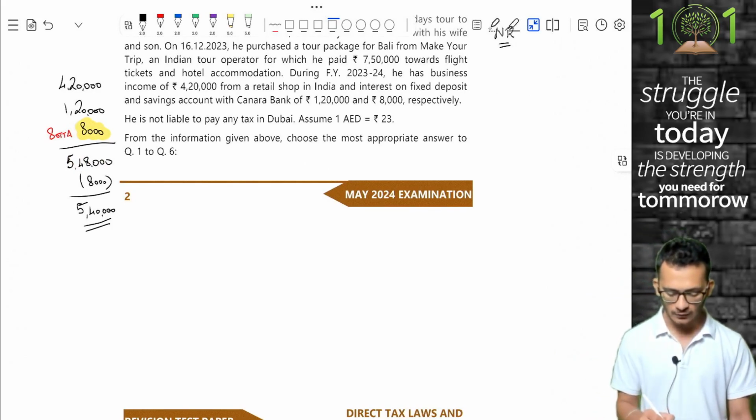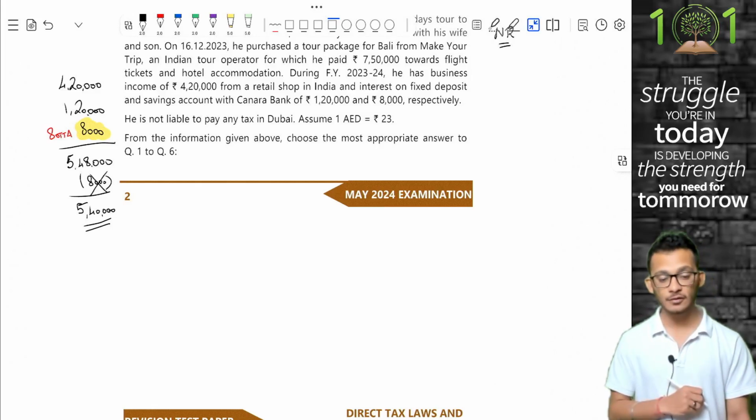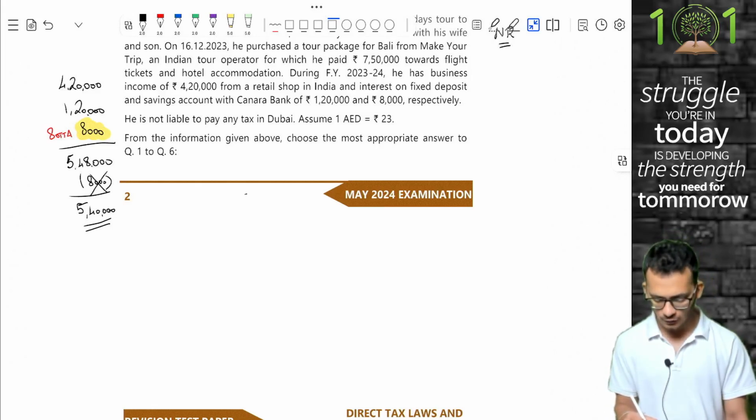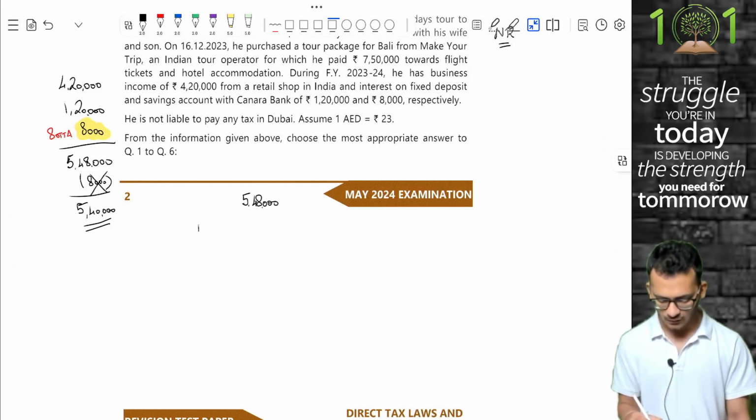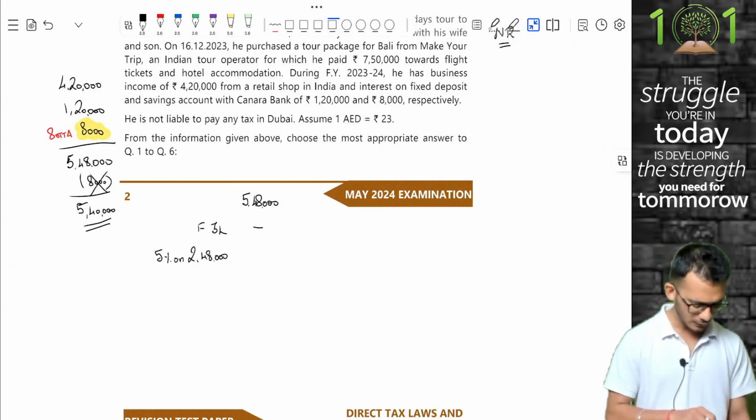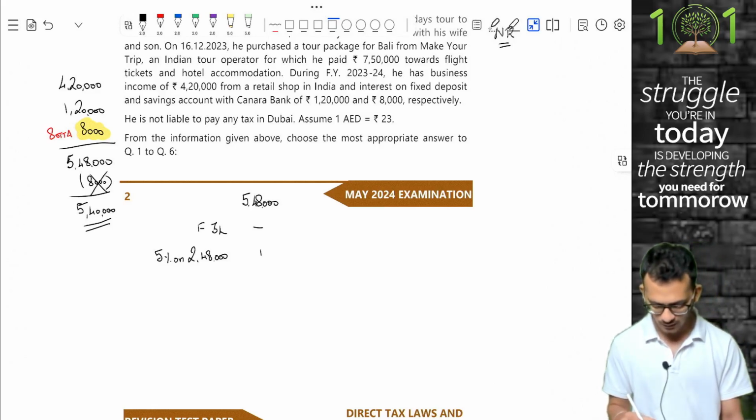In the default regime, what will happen? You will not be given the 8,000 of Chapter 6A reduction, which means now you only have an income of 5,48,000. With your income being 5,48,000, for the first 3 lakh rupees, the tax is 0. For the balance 2,48,000 rupees, your tax is at the rate of 5%. So 2,48,000 into 5% will give me 12,400 rupees.